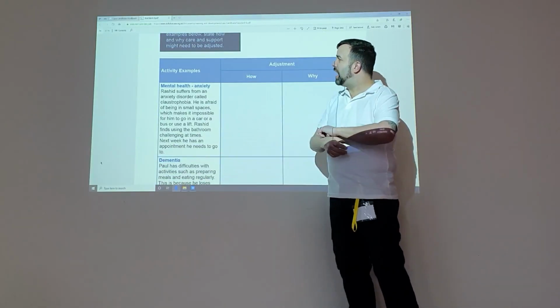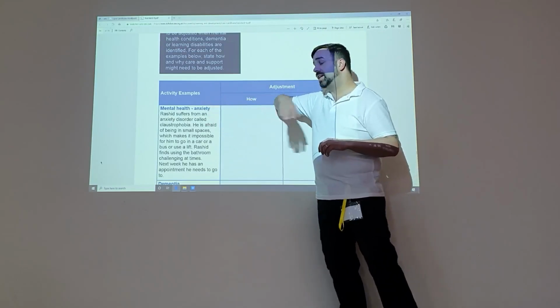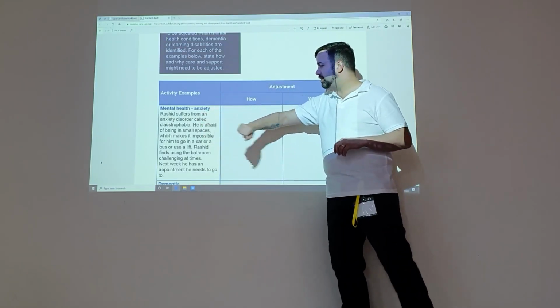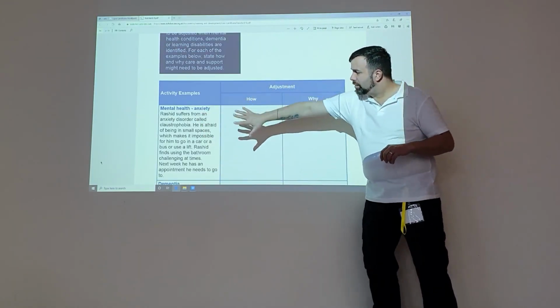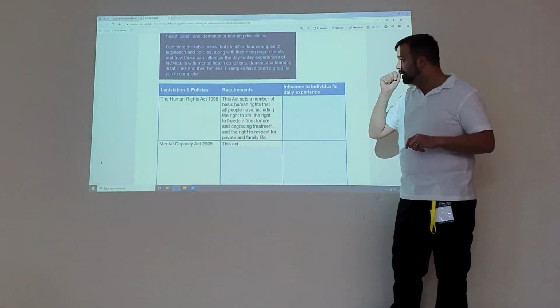Here we're looking at how you can support people and what the adjustments are. So again, we're thinking about reasonable adjustments. So here we've got anxiety. How could you help them and why? And we just fill in those boxes as we go down.